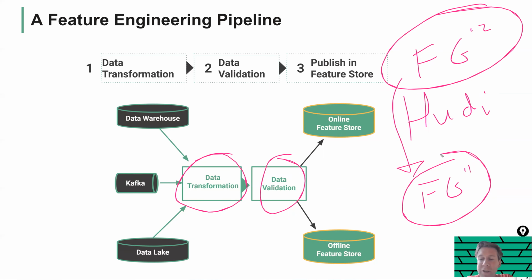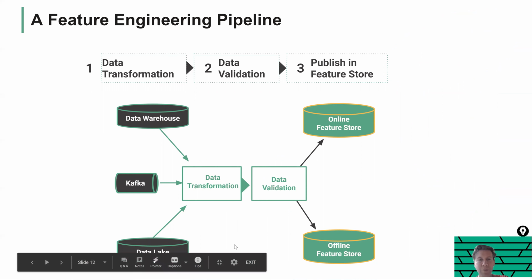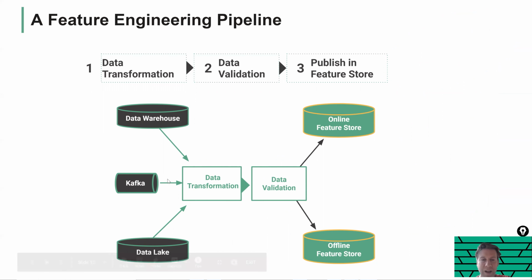So data validation is a general purpose concept that we want to apply to feature engineering pipelines. We have library support for that, which I'll cover in a second. Just to summarize, feature engineering involves taking the data from our existing data sources, transforming that data into features, computing aggregates on those features, and then validating the data to make sure it's correct before we add it to the feature store.